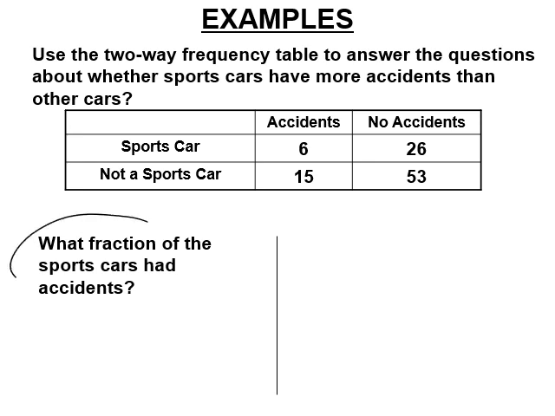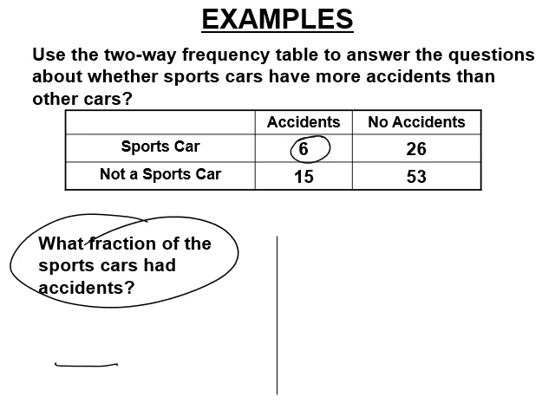So answer the question, what fraction of the sports cars had accidents? So there were sports cars and not sports cars, and some had accidents and some did not. Right? You might have a theory that people who buy sports cars get in more accidents. So this is how you would test that theory. So fraction of the sports cars.